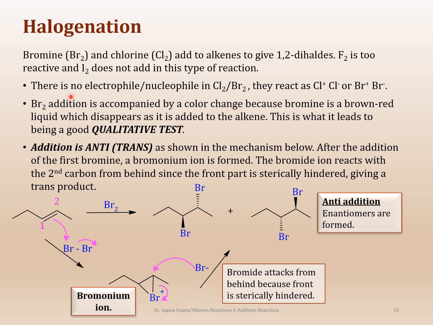But anyhow, in halogenations, first of all, there is no clear chlorine electrophile or nucleophile because both of these are nonpolar. Okay, so it's really weird how this reaction works. It works beautifully, okay, but still there is no clear electrophile or nucleophile. The other thing is that these reactions, especially for bromine, are accompanied by a color change, because bromine is red, and when it adds, there's no more of that red color. So this is a qualitative test.